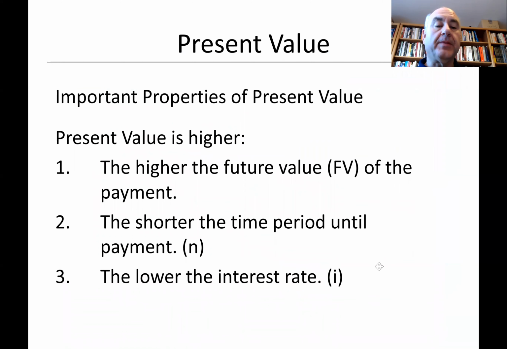So just to recap a couple of things on this. One is your present value is higher, the higher that future value is, although when you get way far out, even the future value isn't all that important because it's the interest rate and the time that really kick in as you get longer and longer time frames. The shorter the period is until the payment, and the lower the interest rate, all of these things will give you a higher present value on something.